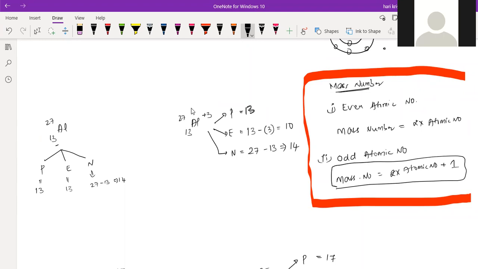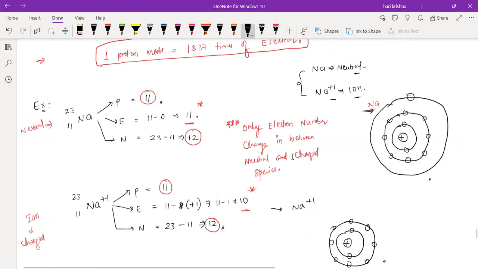Sir, why can't we do the same thing for this also, sir? Can you repeat again? So like 27 minus 13 minus 3, sir. So like in electrons, we get 13 minus 3, right, sir? So why did we write that like that? Yes, sir, because it's plus.